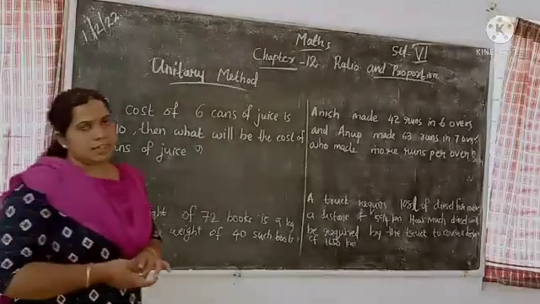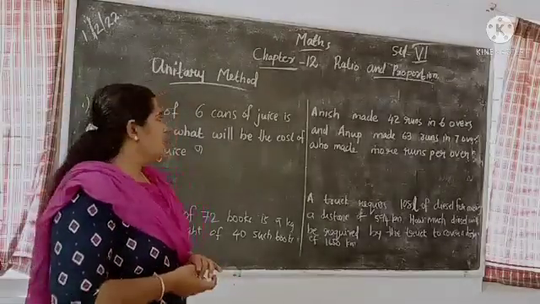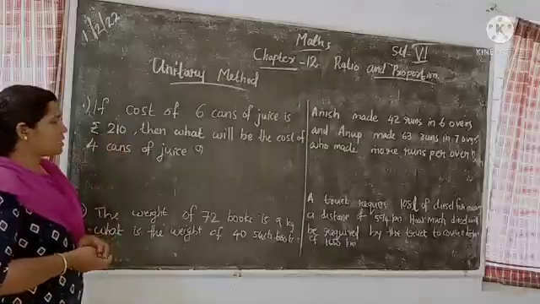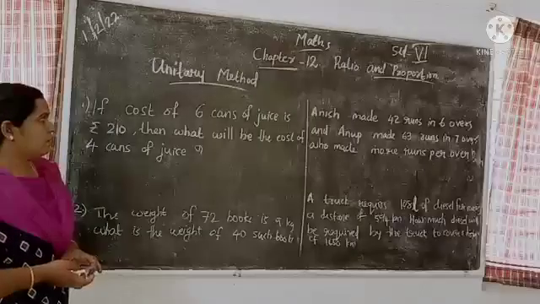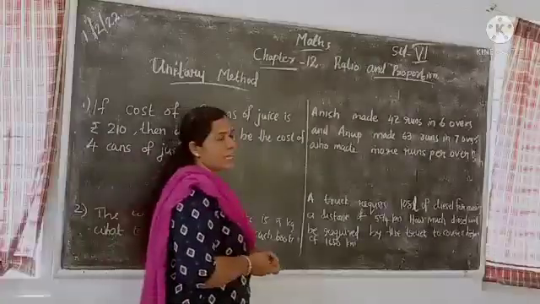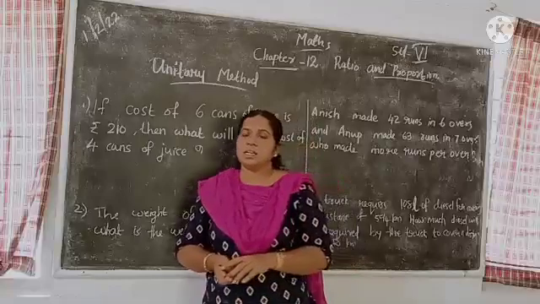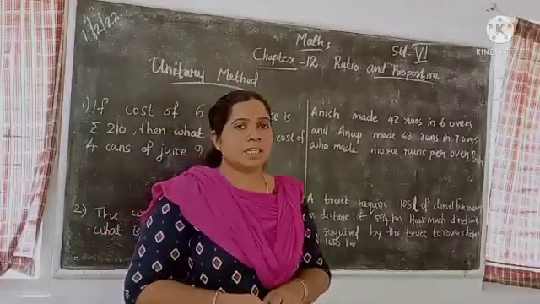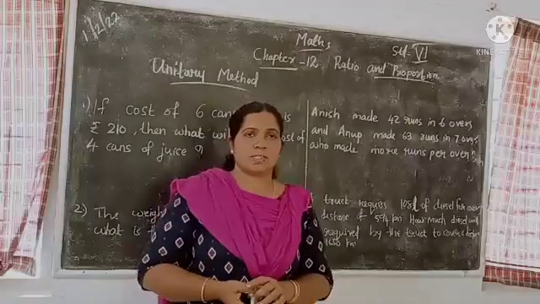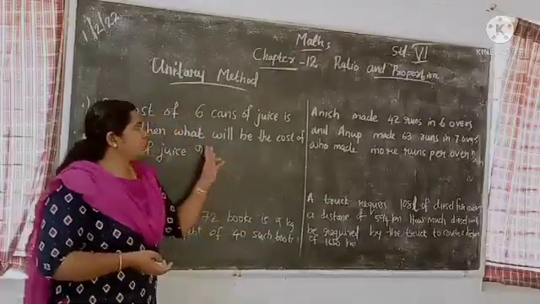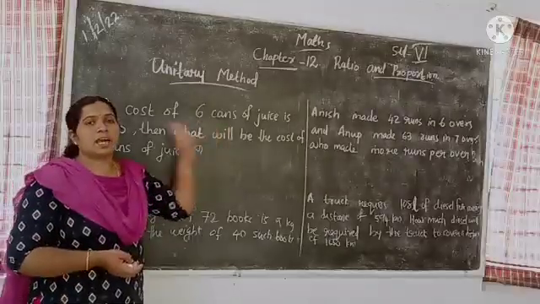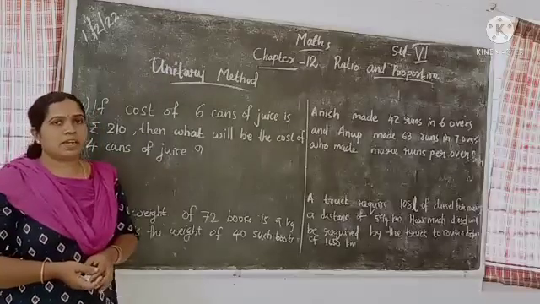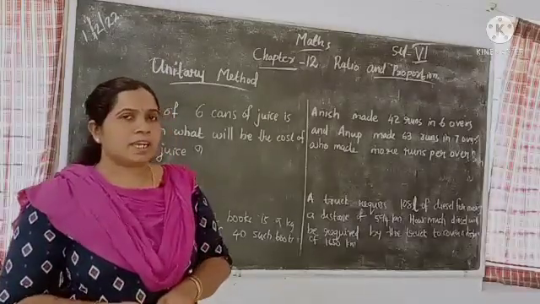Let us take an example. If the cost of 6 cans of juice is rupees 210, then what will be the cost of 4 cans of juice? Here, the cost of 6 cans is given and we have to find the cost of 4 cans of juice. First, we have to find the cost of 1 can of juice from 6 cans of juice. How will you find the price of 1 can of juice?